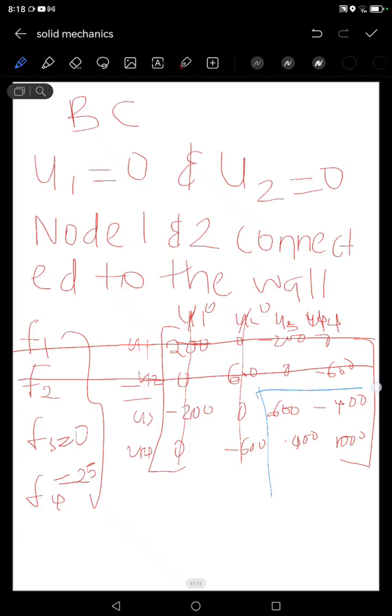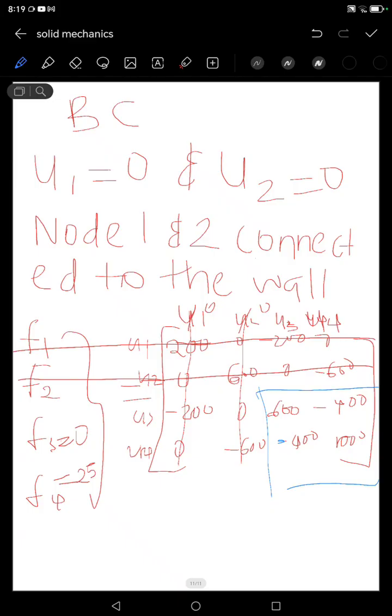We're left with 600, minus 400, minus 400, 1000. Okay, so the moment we have the boundary condition, we say U1 is 0 because it's connected to the wall. Even U2 is equal to 0, it's connected to the wall. So it cancels everything. And then F3, we said there's no external force applied.